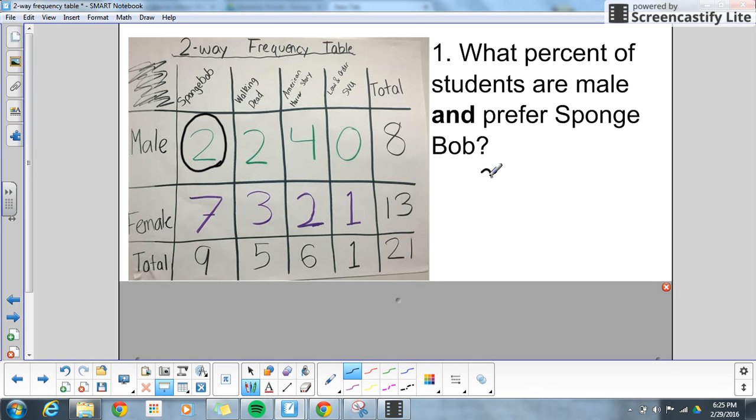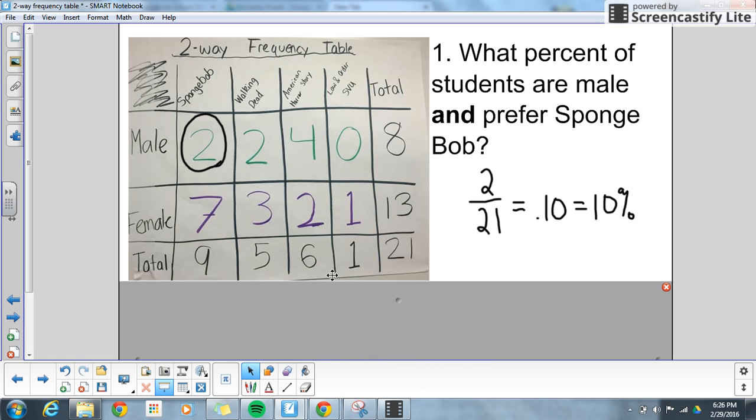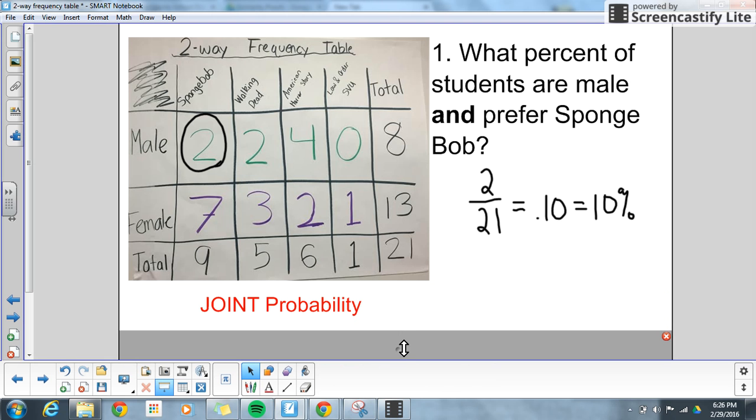So we know that 2 out of the total 21 are male and prefer SpongeBob. Now, you can leave it as a fraction, but the question did say what percent. So if I divide 2 by 21, that gives me approximately 0.10. And then if we change 0.10, which is a decimal, into a percent, we get approximately 10%. So 10% of the students are both male and prefer SpongeBob. Since we were comparing it to the total and we used one of the numbers in the body of the table, we're going to call that a joint probability.